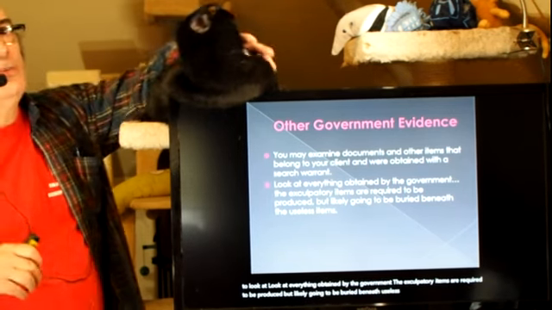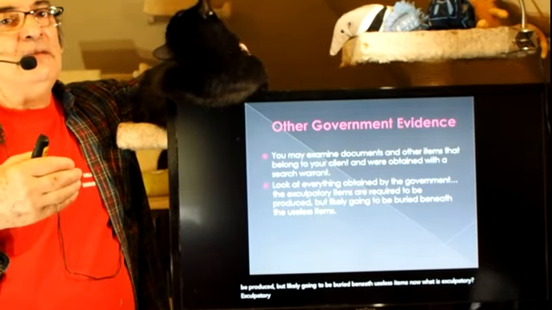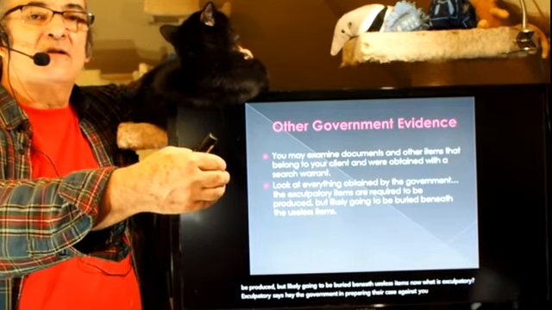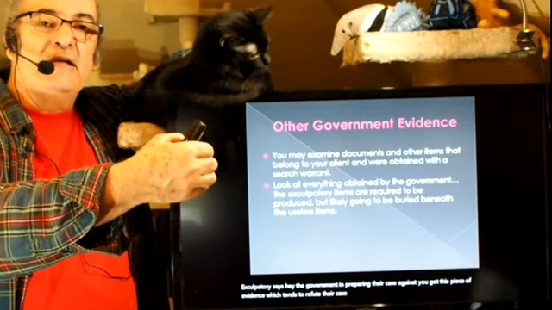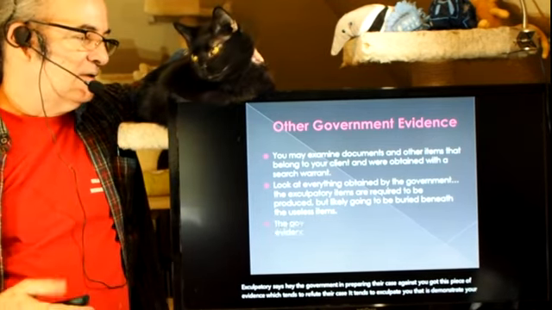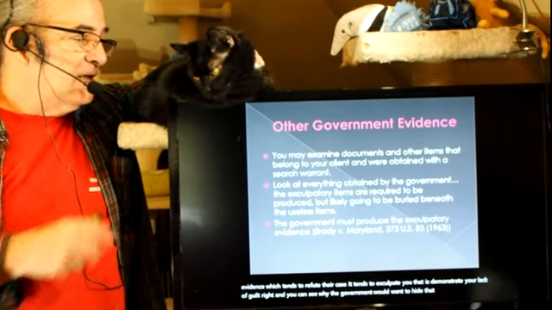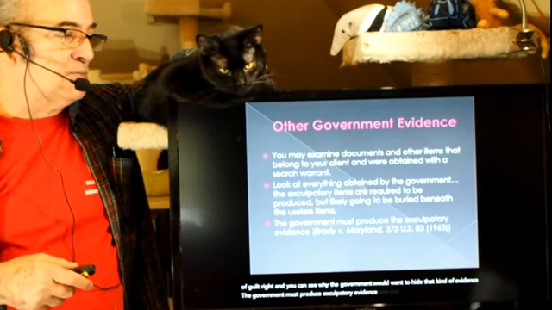Now, what does exculpatory mean? Exculpatory says, hey, the government, in preparing their case against you, got this piece of evidence which tends to refute their case. It tends to exculpate you, that is, demonstrate your lack of guilt. Right? And you can see why the government would want to hide that kind of evidence. The government must produce the exculpatory evidence, and this is covered by Brady versus Maryland.